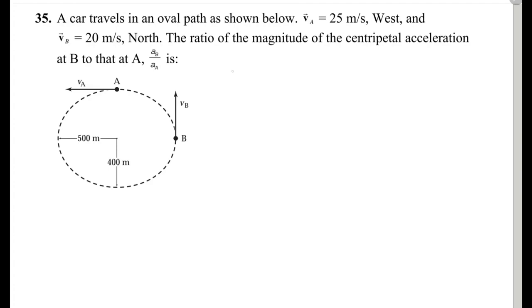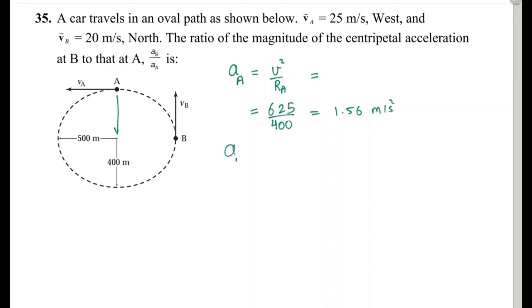Now let's calculate the central or centripetal acceleration at A. VA is equal to 25, so V squared over RA, and the semi-minor axis here is RA, and it is equal to 625 divided by this radius here, which is 400, or 1.56 meters per second squared.